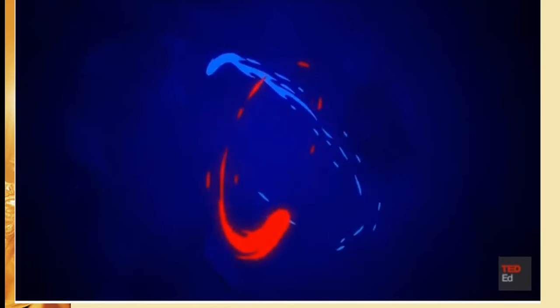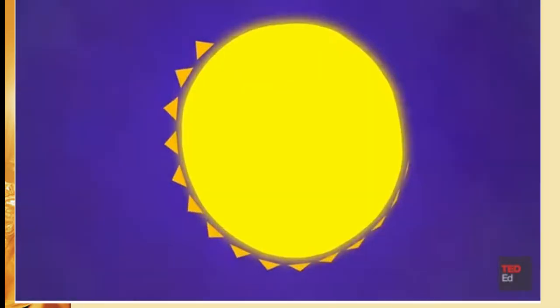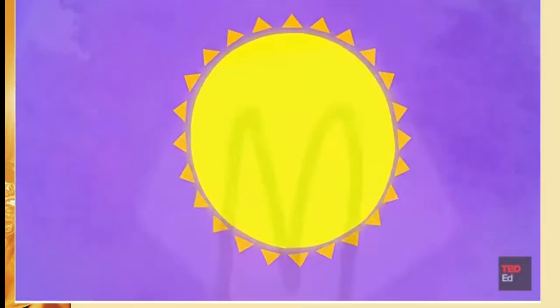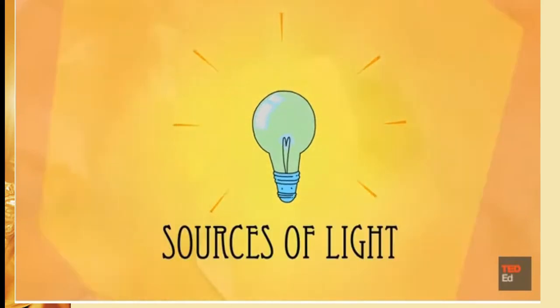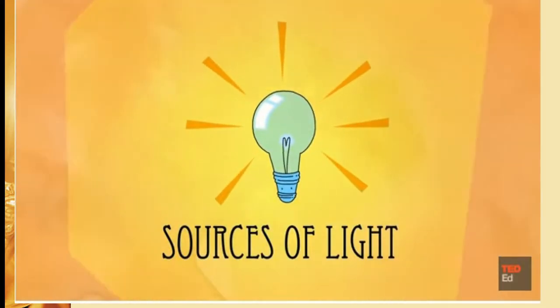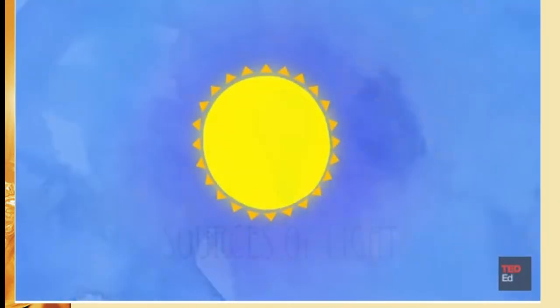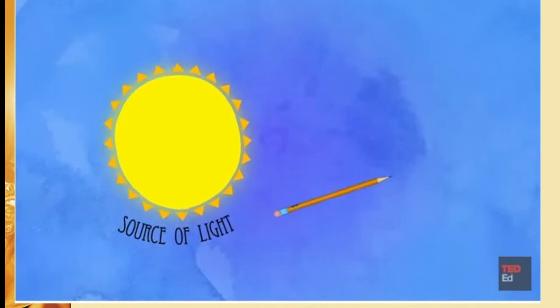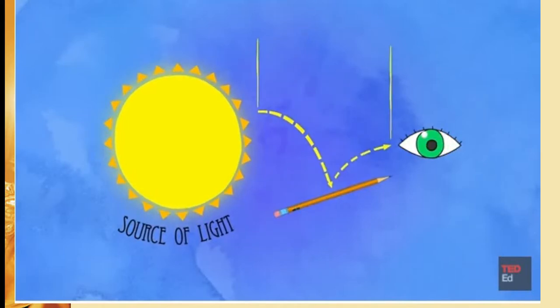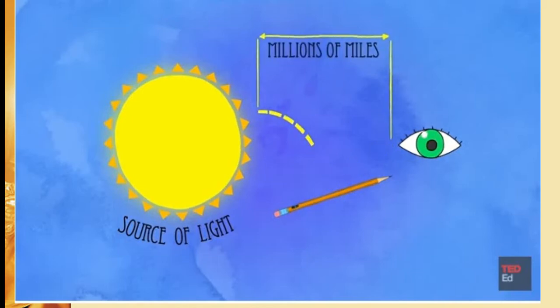The idea is that very few objects actually emit their own light. The special light-emitting objects, like the sun or a light bulb, are known as sources of light. Most of the things we see, like that pencil on your desk, are simply reflecting light from a source, rather than producing their own. So, when you look at your pencil, the light that hits your eye actually originated at the sun and has travelled millions of miles across empty space before bouncing off the pencil and into your eye. Which is pretty cool when you think about it.